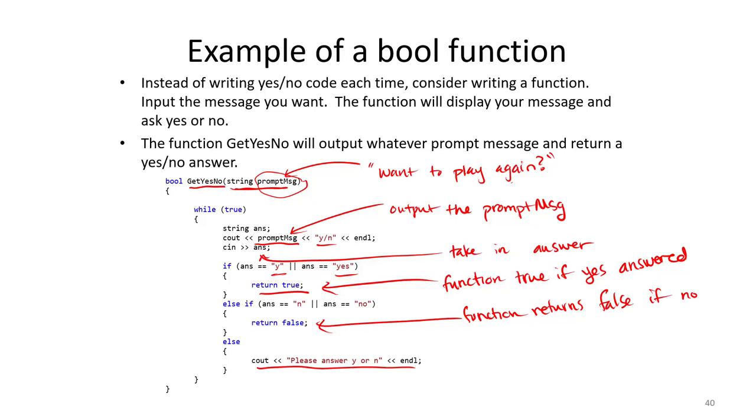So imagine if you were writing a program that required a lot of yes-no questions. You could write a function like get yes no, and then anytime you wanted to ask a yes-no question and nag the user for the right answer, you could just change the prompt message that you plug in, and ask different yes-no questions. It's actually a very nice way of writing one function and being able to reuse it multiple times in a program.